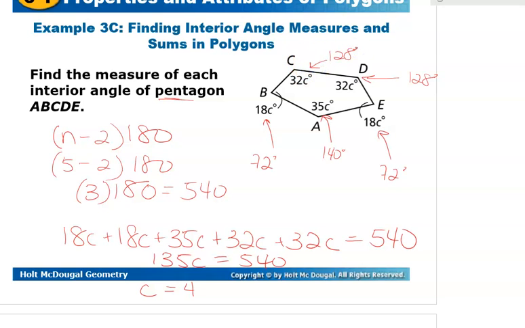Now, if you didn't feel like going through the picture and pointing, you could say angle C equals 128 degrees. You guys know how to write those. Angle A equals 140 degrees. You could write it that way. But those would be the answers they're looking for.